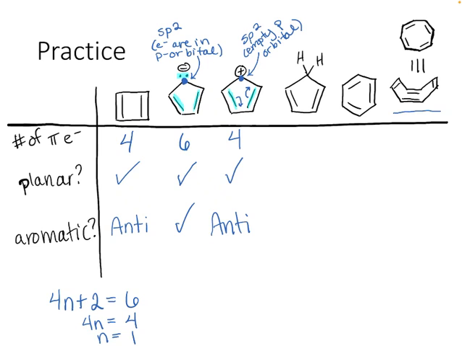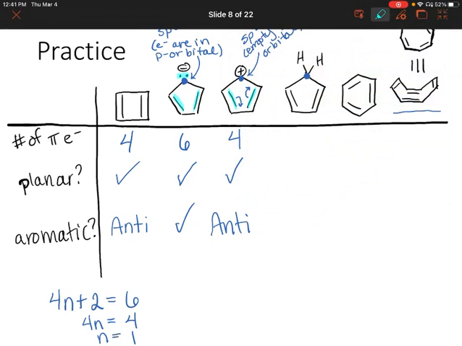So the next one looks very similar, but this time the top carbon has 2 hydrogens attached. Okay, so how many pi electrons do we have? Still just 4. Just those 4 in the double bonds. And we already said that the first few molecules are planar. So now we have to figure out, do we have an aromatic compound, an anti-aromatic compound, or a non-aromatic compound?